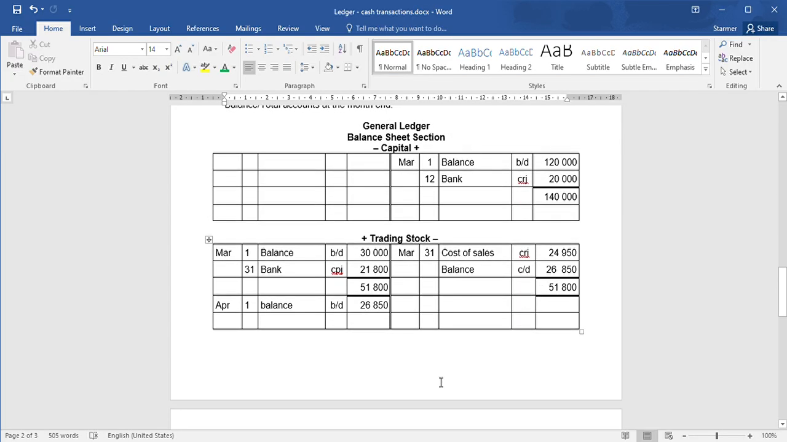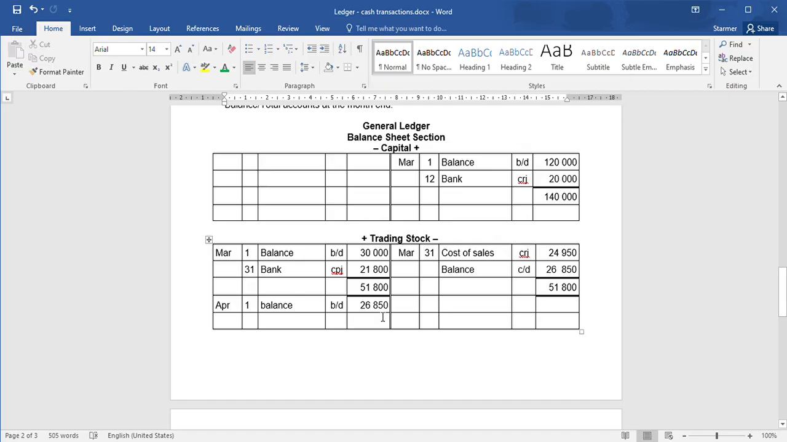Right, then we come to trading stock, and trading stock has got entries on both sides. So step 1, we add up the plus side. Step 2, on the same line, you write the same total. No words next to a total, ever. You then take the 51,800 minus the 24,950, and that gives you 26,850. That is your balance of stock, and step 4 is to bring the balance down. So that shows you this 26,850, that's the amount of stock you should have.